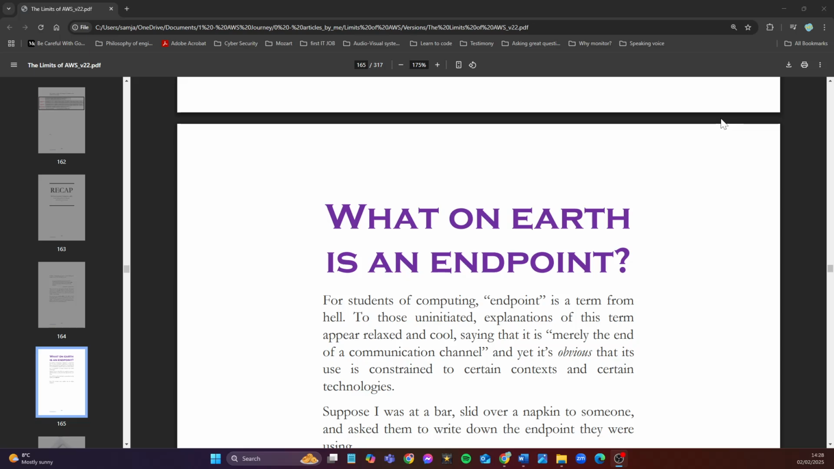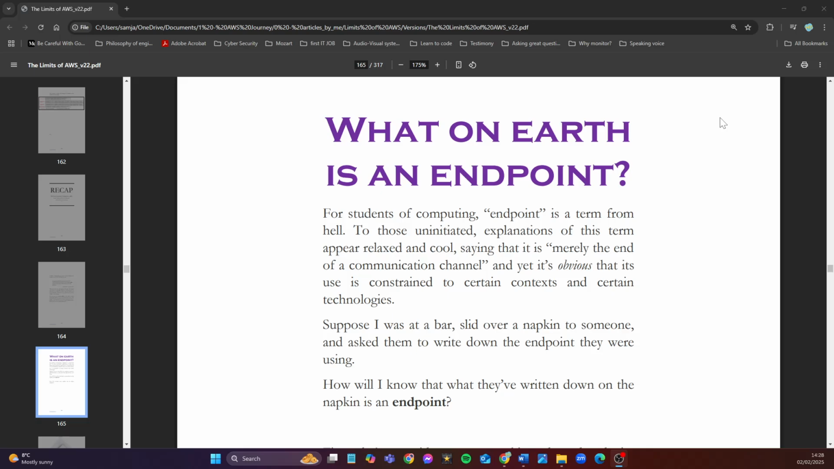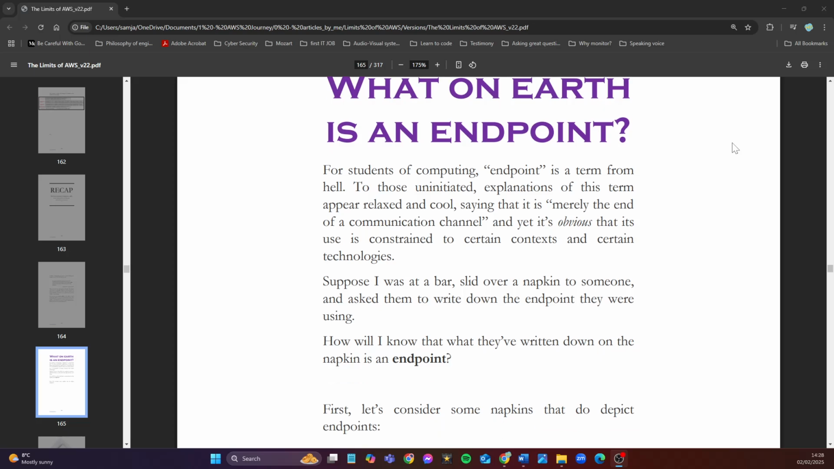What on earth is an endpoint? For students of computing, endpoint is a term from hell. To those uninitiated, explanations of this term appear relaxed and cool, saying it's merely the end of a communication channel. And yet it's obvious that its use is constrained to certain contexts and certain technologies. So it is annoying when people are really relaxed in saying it's just an endpoint.